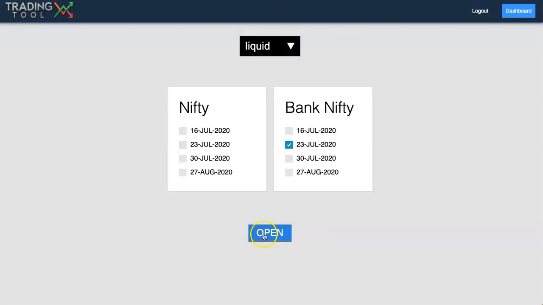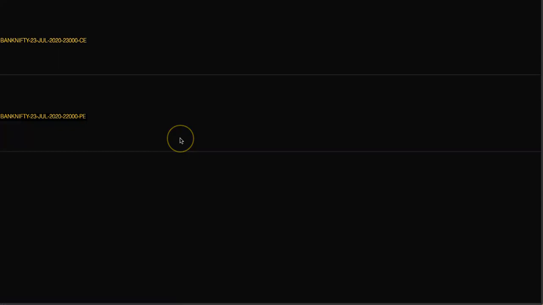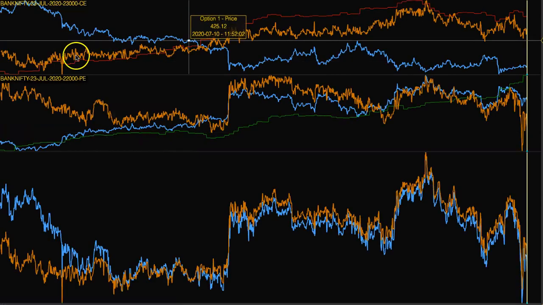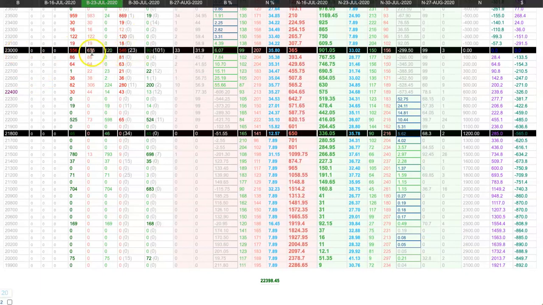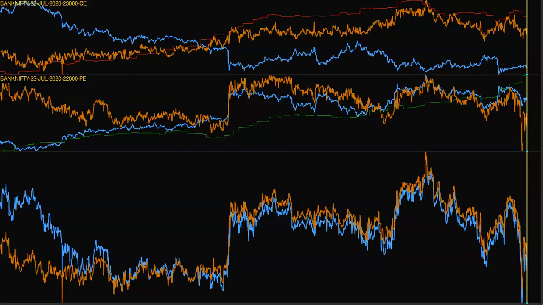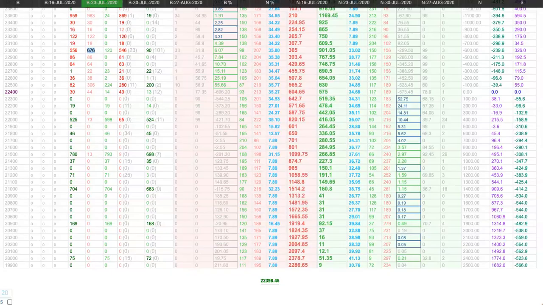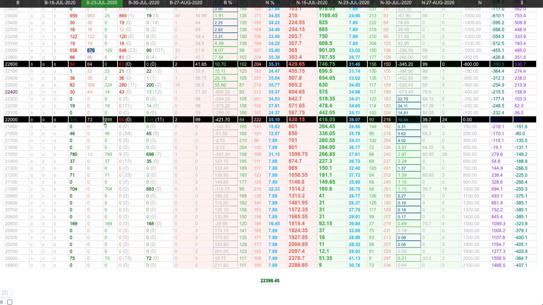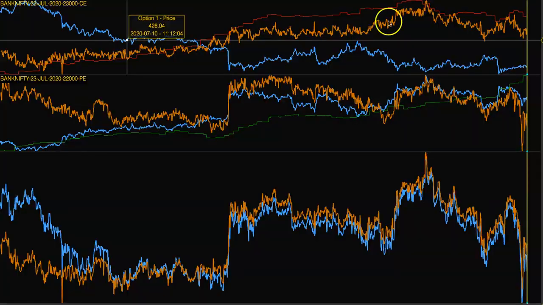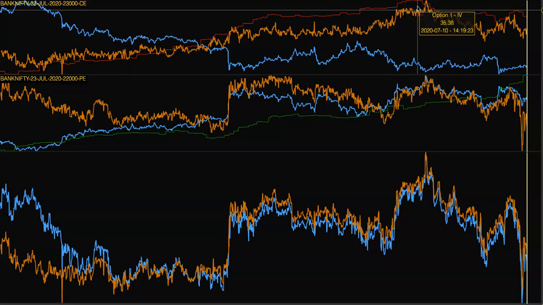And if you click open now, it will automatically choose the highly liquid strike price, that is 23,000. Near 23,000 there is some liquidity. You can see around 676 lots of open interest. And if you look at the PE, that is 22,000, there is around 500 lots of open interest. So it will automatically choose the highly liquid strike price. So this is the liquid chart.